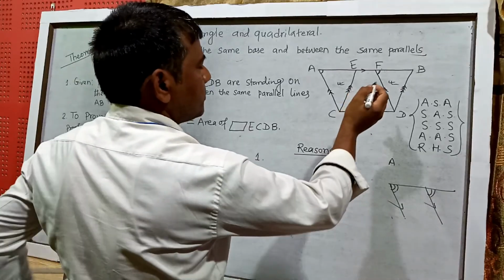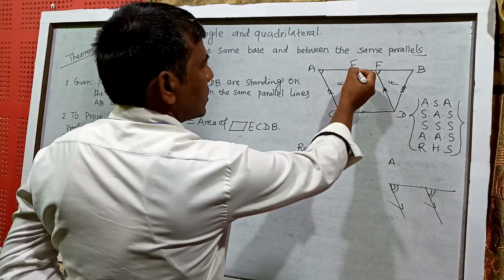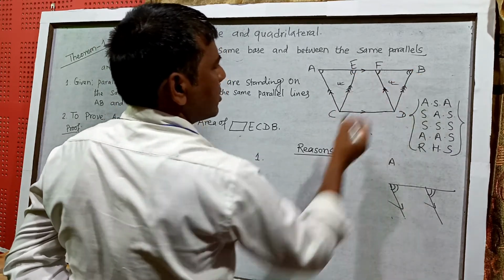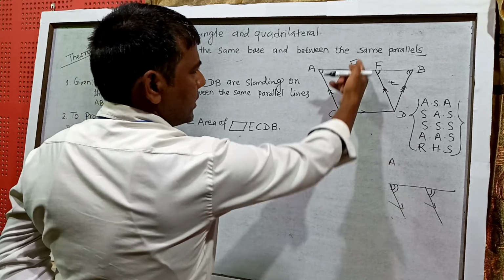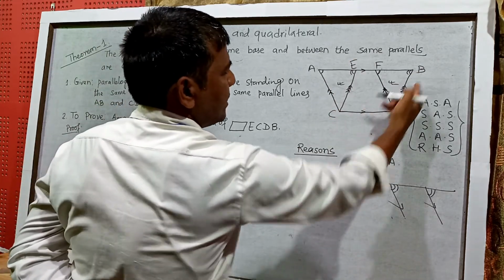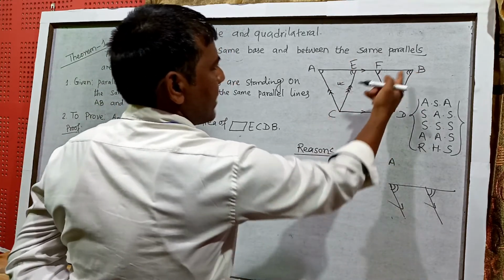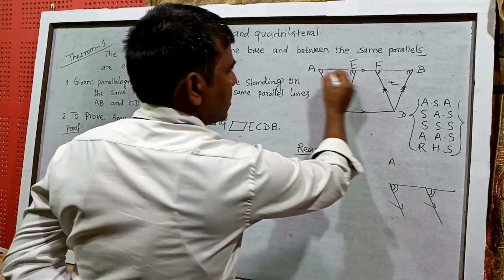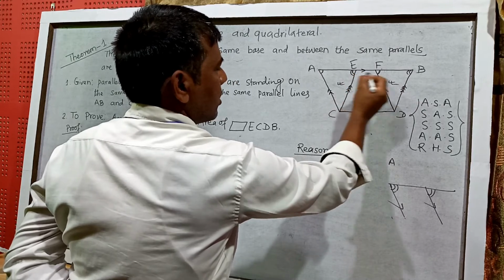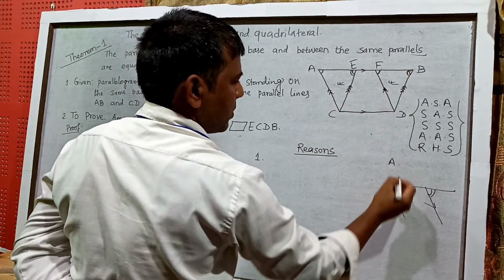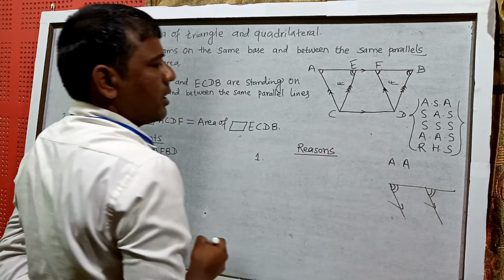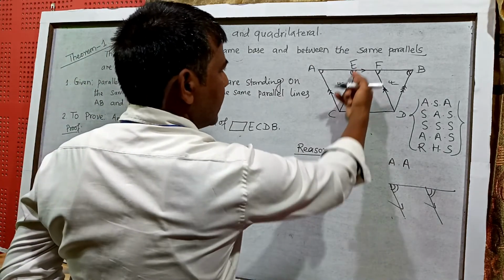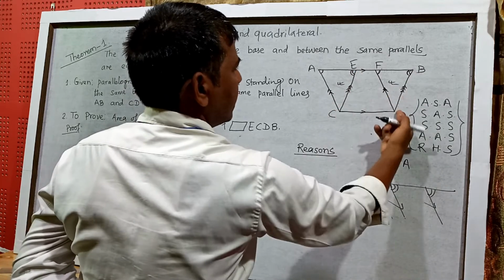Then after, this angle equals this angle. They are also corresponding angles. Here EC and BD are parallel lines, and this is the transversal, so they are corresponding angles, so they are equal. Another angle equal. Next, this side EC equals BD.